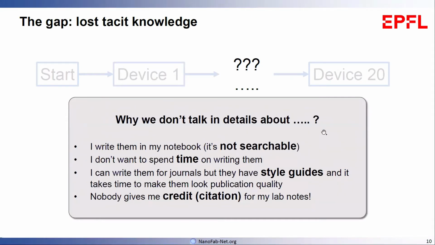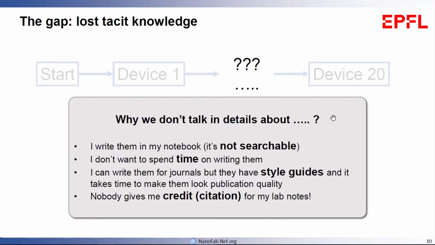So now let's think about why we have this problem, why people don't talk about this. And one of the main reasons, if you ask people who are doing fabrication, usually they say, okay, I usually write them in my own notebook, but they're not searchable. They're not searchable for everyone. And another issue here is that people usually don't want to spend a lot of time writing something that is not going to be in maybe a publication, that is not going to get them the kind of credit that they want.